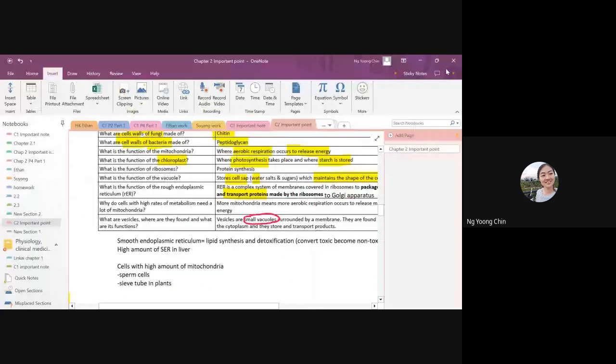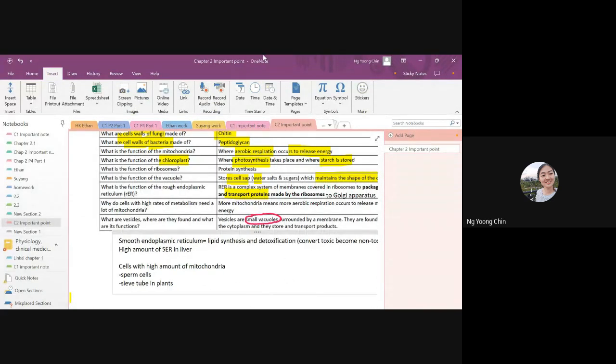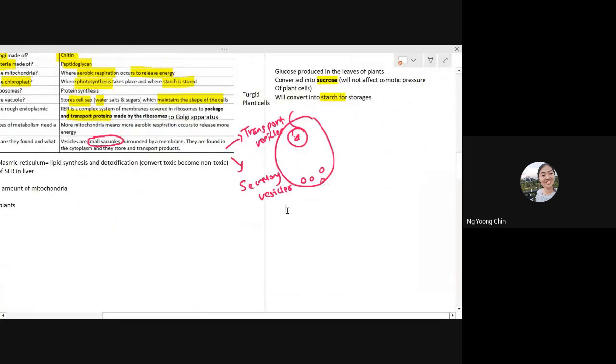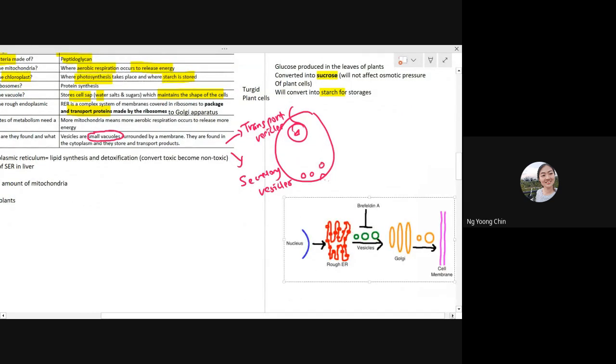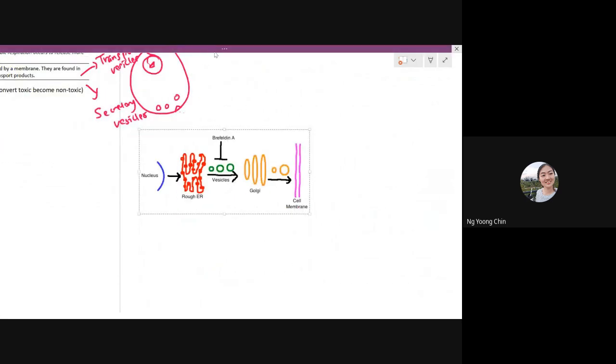Maybe I can show some video. Wait for me for a while. I show some picture. Sorry. Transport and secretory vesicle. Biology should be studied better and clearer with the aid of diagram. I have a great picture to show you. This is a very nice picture. Yeah, you can have a look at this. You can see my screen, right?